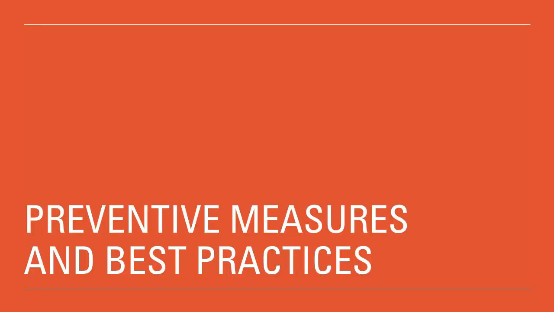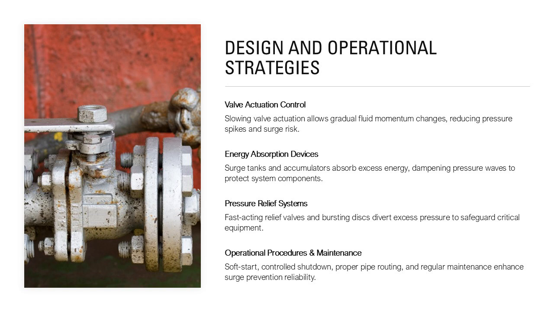Design and operational strategies, preventive measures and best practices. Preventing surge requires a combination of design modifications and operational controls. Key strategies include slowing down valve actuation to allow gradual changes in fluid momentum, thereby reducing pressure spikes. Surge tanks or accumulators can be installed to absorb excess energy and dampen pressure waves.